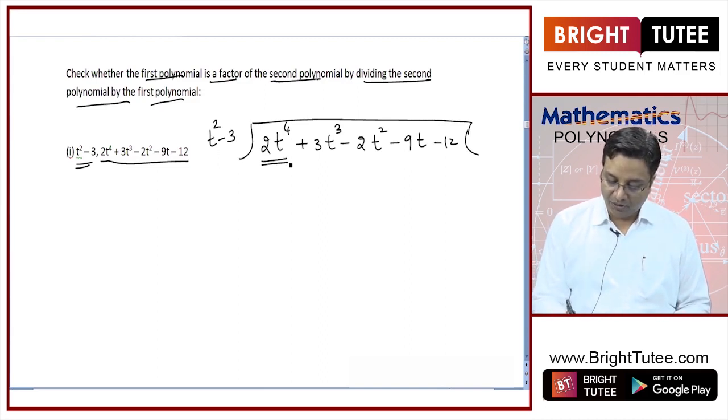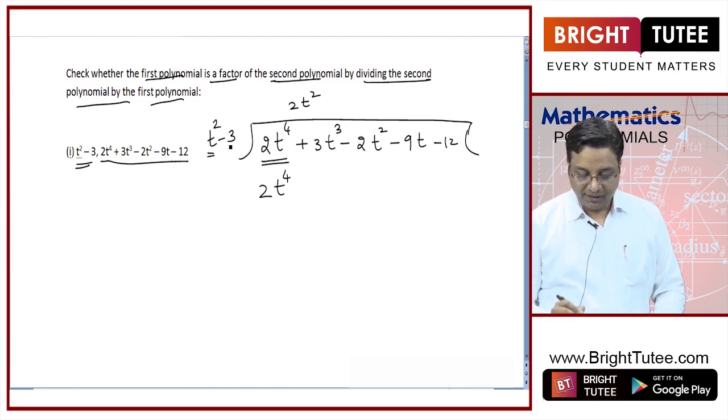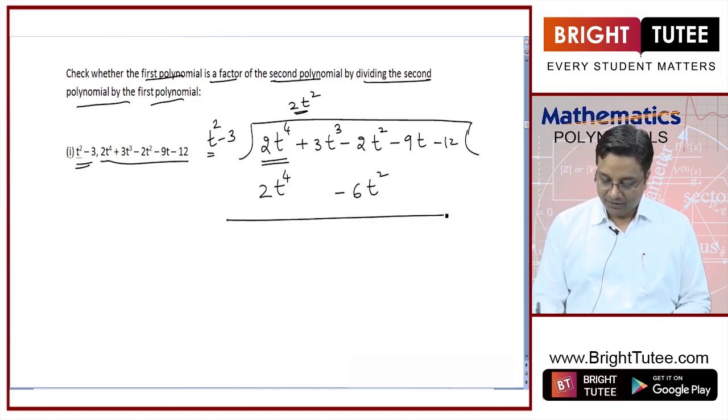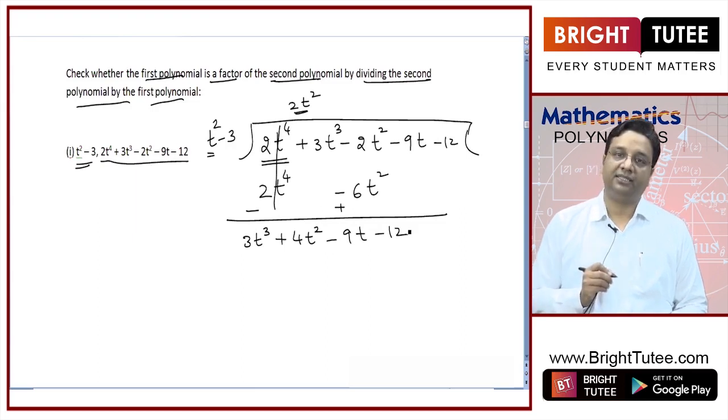So again focus on this term and this term. I multiply it by 2t square. So I will get 2t raised to power 4 minus 6t square, right? Minus 3 into 2t square will give me minus 6t square, right? So now I subtract. This will get cancelled. 3t cubed plus 4t square minus 90 as it is, minus 12 as it is.